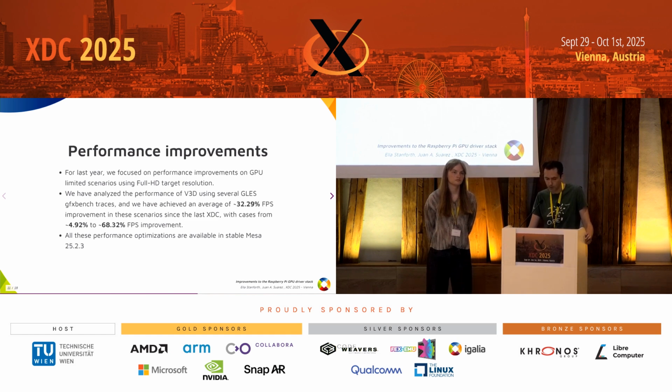And with the latest changes done since the last XDC, we basically get an average improvement of 32%. It really depends on the trace. For some traces, it's almost 5%, but for one it's almost 70%. All these performance optimizations are already available in the latest Mesa stable version. And in the next slides, I will explain some of these improvements and how they affected the performance.